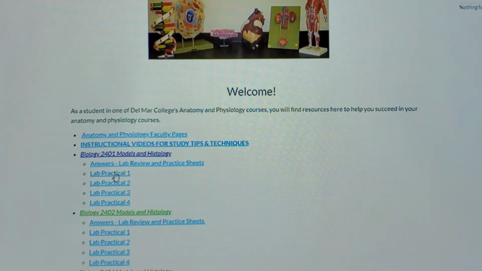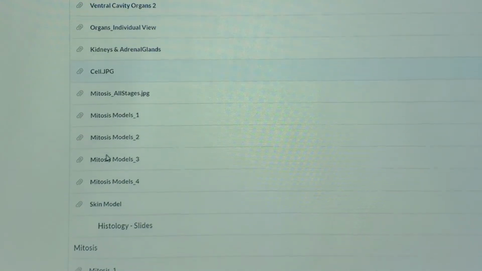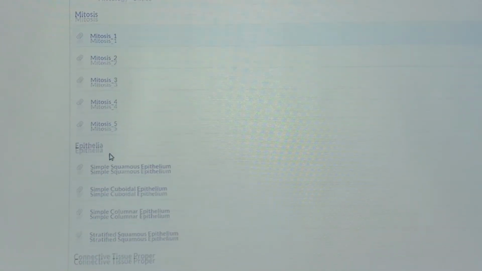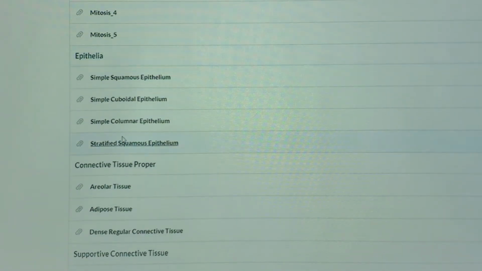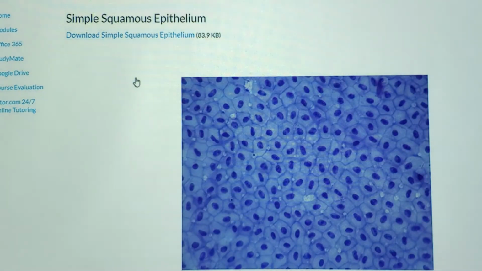Then there's Lab Practical 1, and here's all the images. We list all the faculty here. We have the planes and sections and body cavities and mitosis slides. And then we're going to get down to epithelium. We have a slide of simple squamous epithelium. When I click on that, this is what simple squamous epithelial tissue looks like under a microscope.